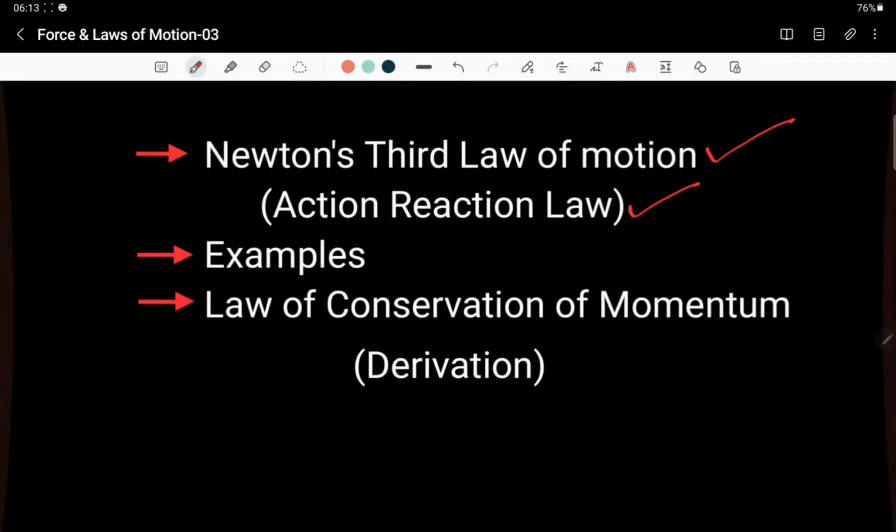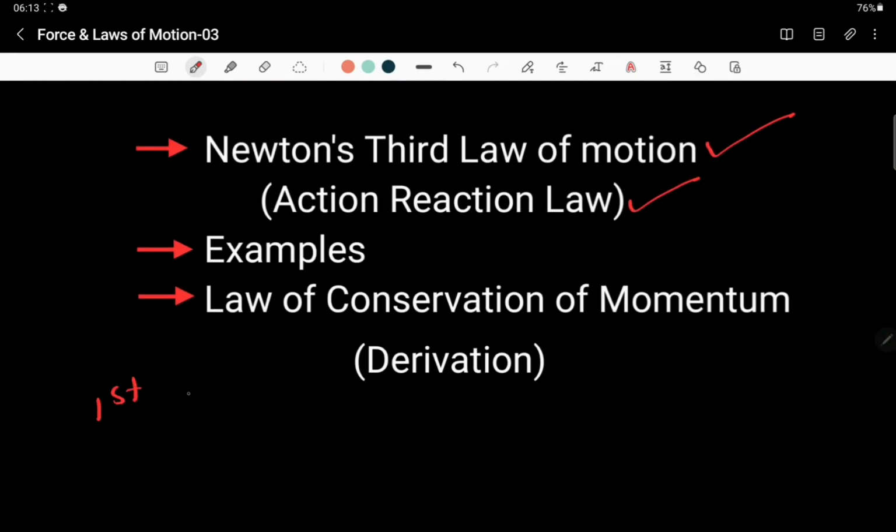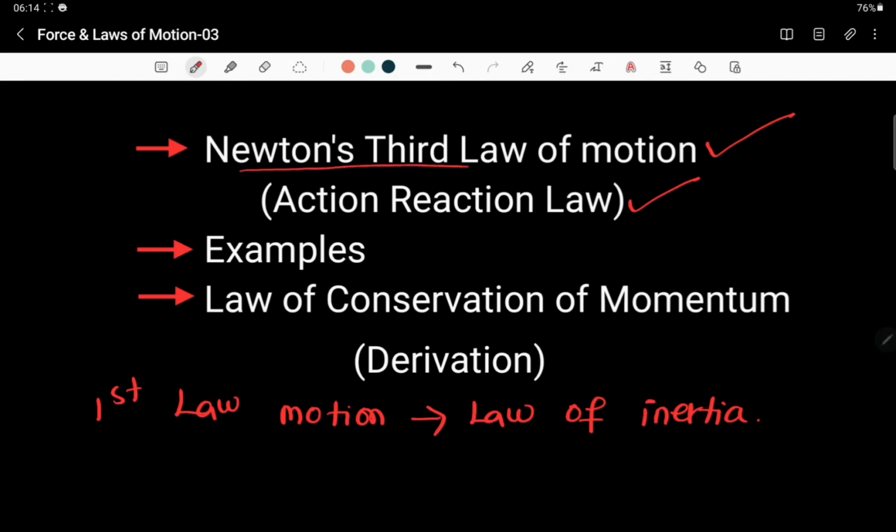Do you remember Newton's first law of motion is known as what? Newton's first law of motion is also known as the law of inertia, right? Do you remember all that first law? Law of inertia, so many examples I have given. And I have given the definition of Newton's second law of motion also. Now we have reached Newton's third law of motion. Alright? And we'll see some of the examples.